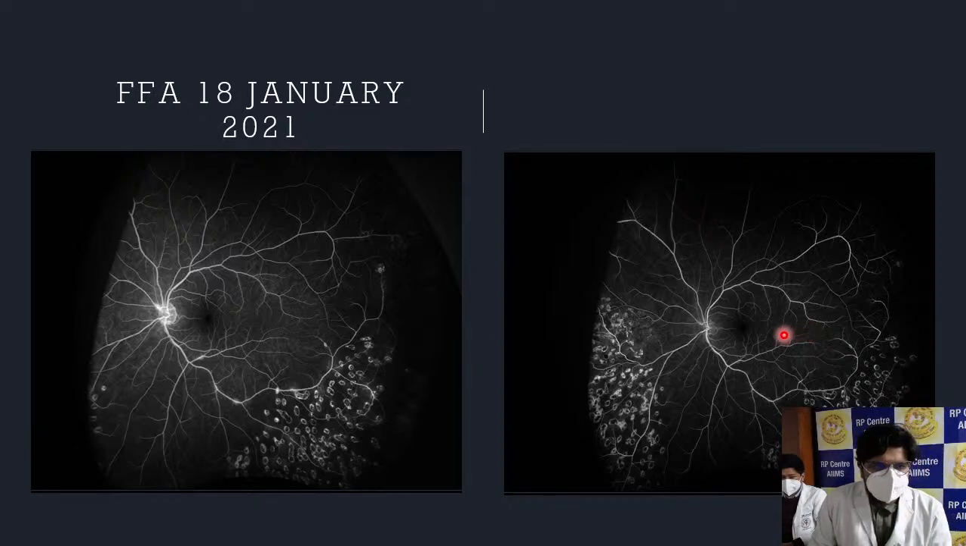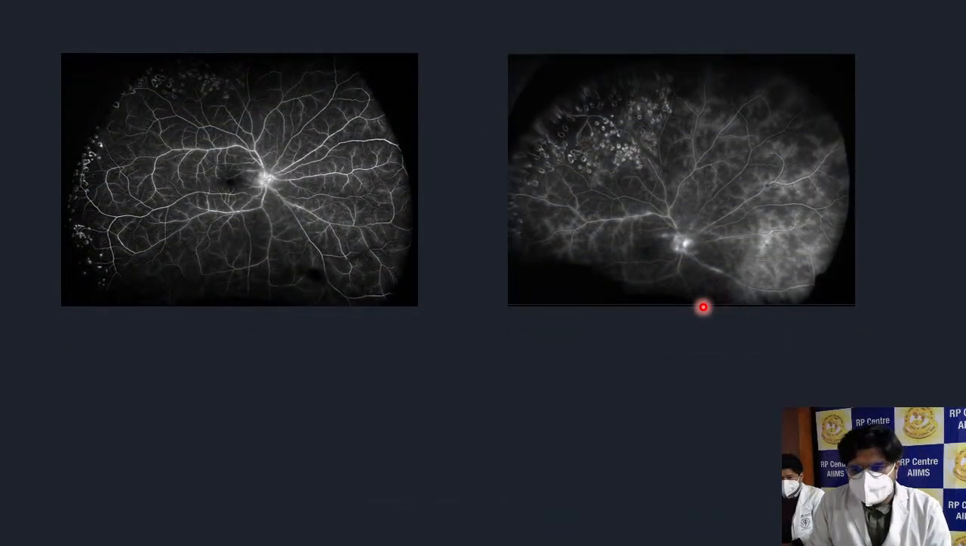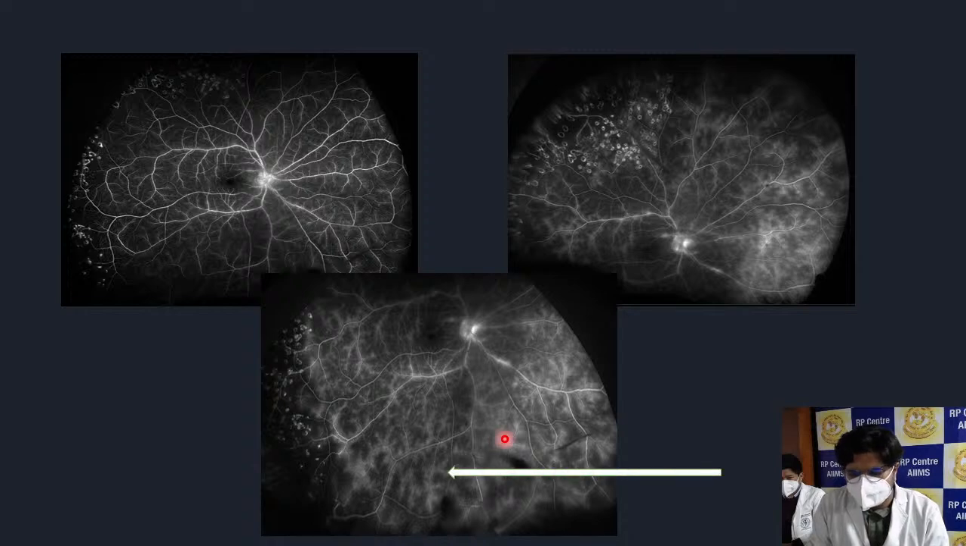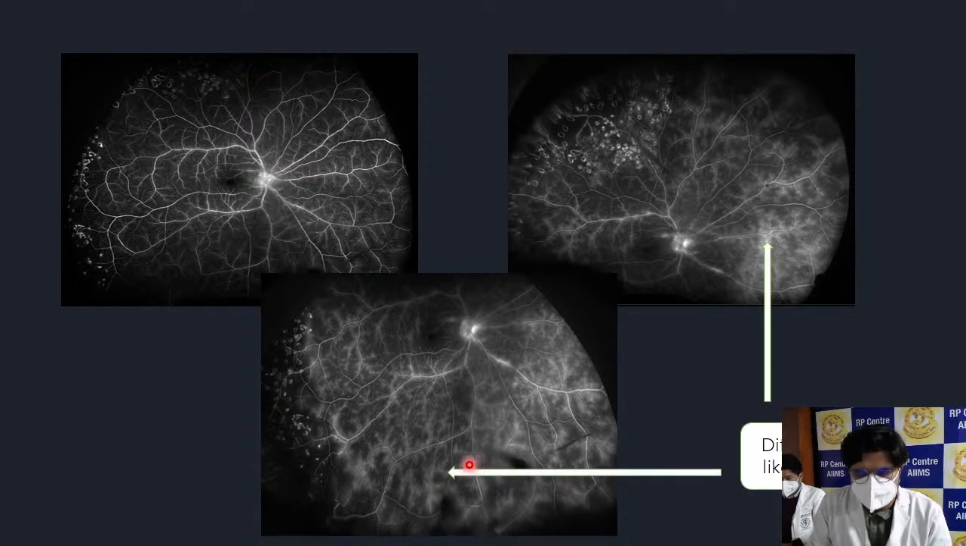This was the FFA done on 18 January 2021, and the left eye is relatively silent in all the phases of FA. Apart from the laser scatter marks, the fundus appears normal and FA appears normal. While in the right eye, there was diffuse perivascular leakage, which appeared like a diffuse fern-like pattern.